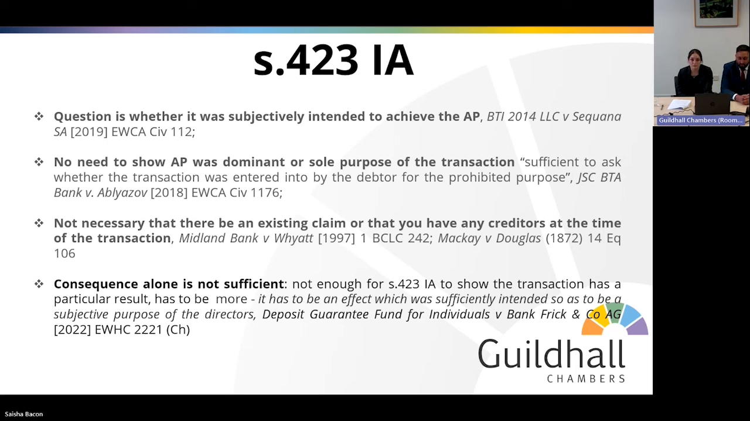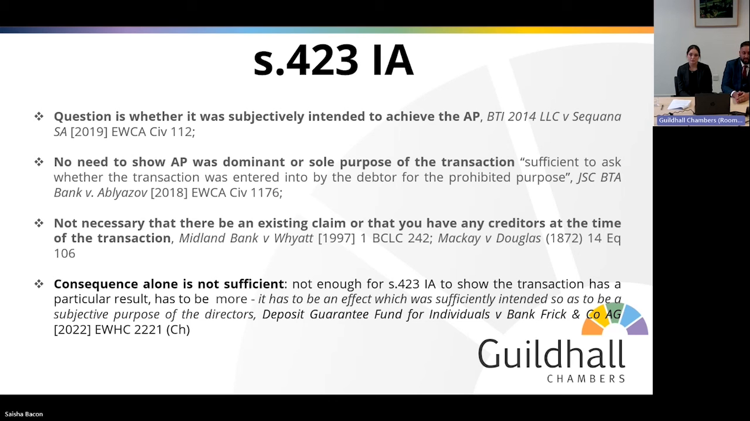Now, it's important to note that consequence alone isn't sufficient. We have to draw a distinction between purpose and consequence. It's not enough to show that a transaction had a particular result. It's not enough to say that because a transaction had a particular result, it must therefore have been intended to bring about that particular result.